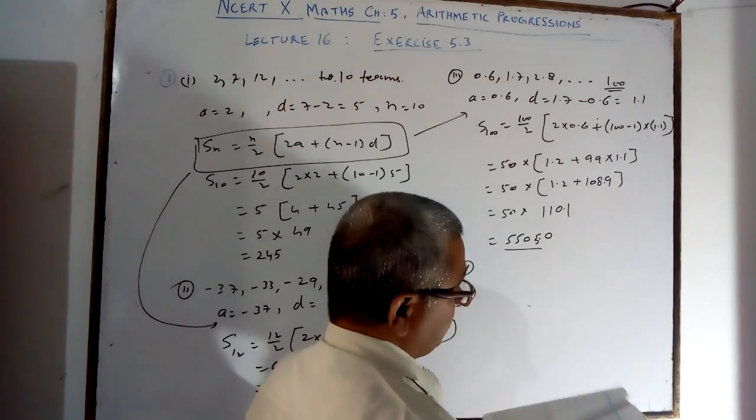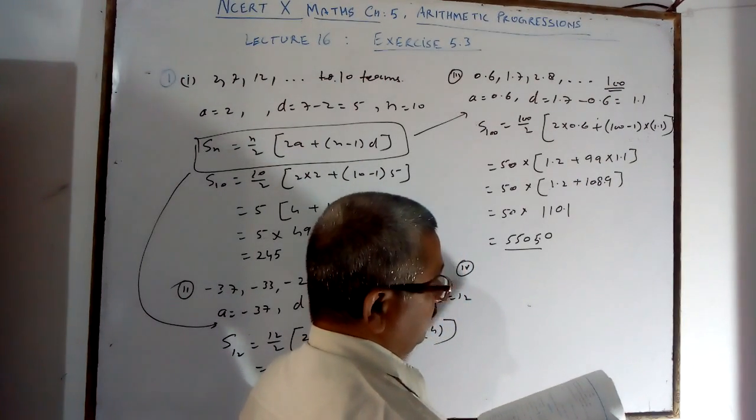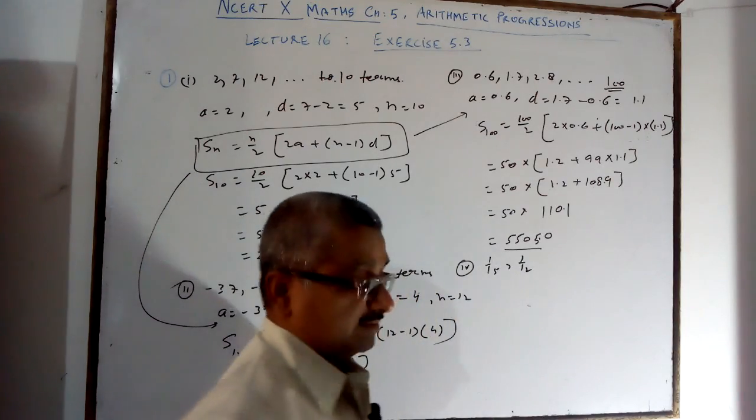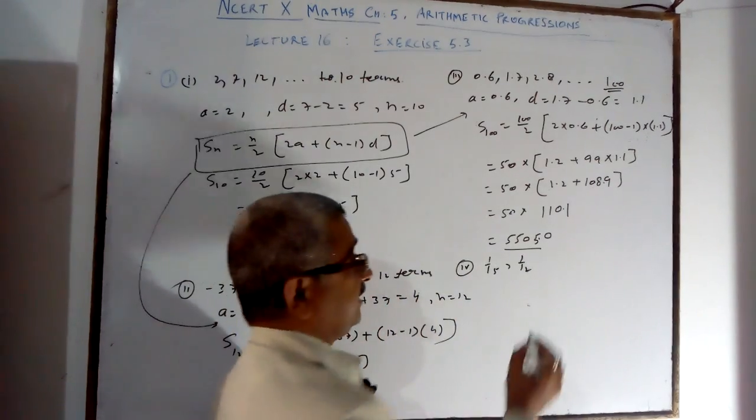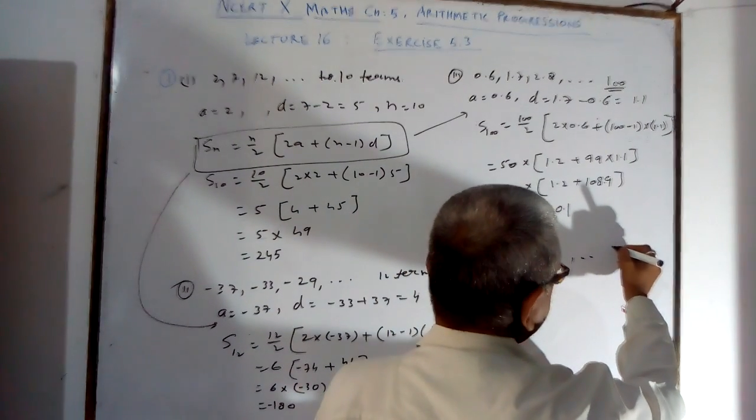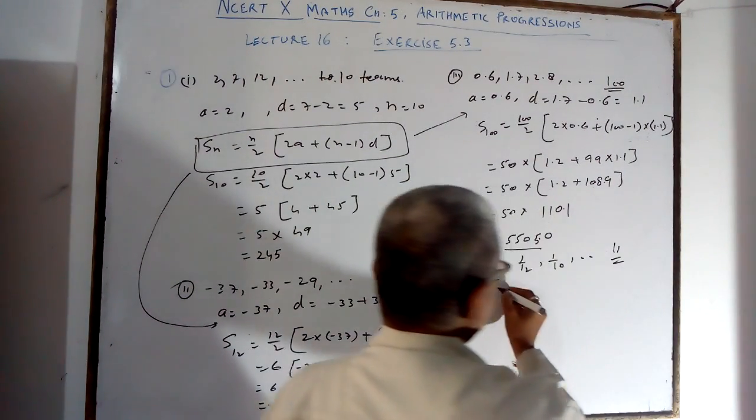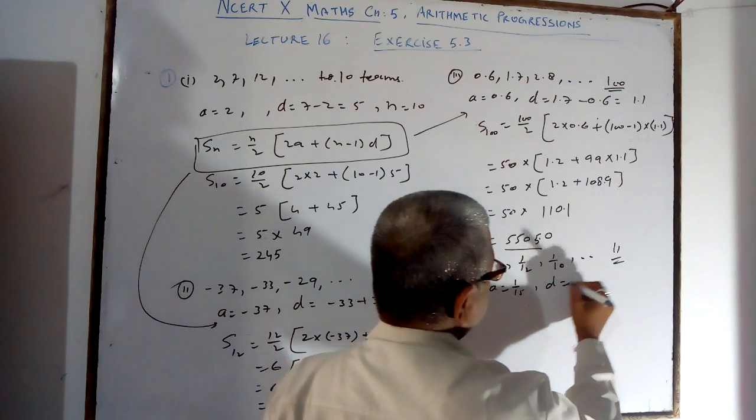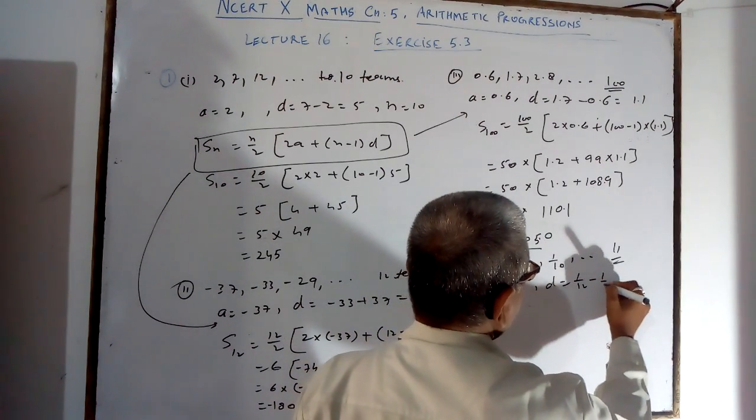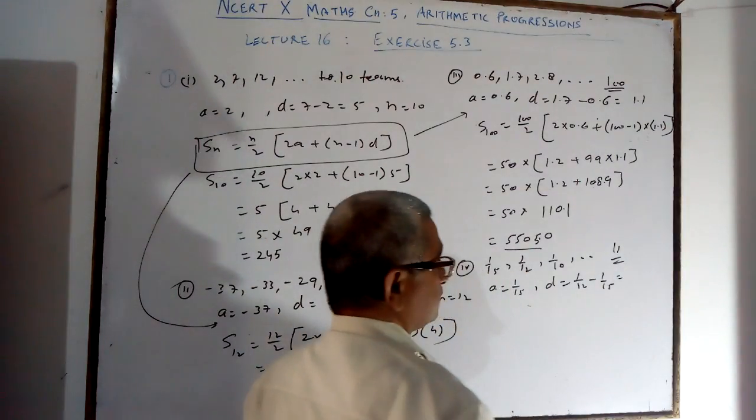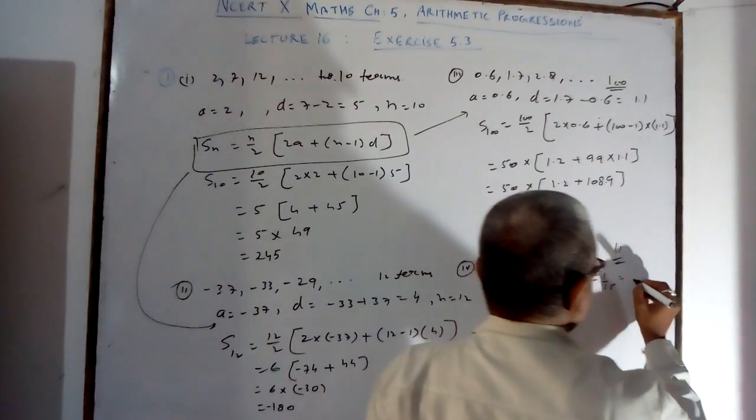The fourth part is given: 1 upon 15, 1 upon 12, 1 upon 10, and so on, up to how many terms? 11 terms. What is A? 1 upon 15. What is D? 1 upon 12 minus 1 upon 15, that is A2 minus A1. 60 is the LCM.